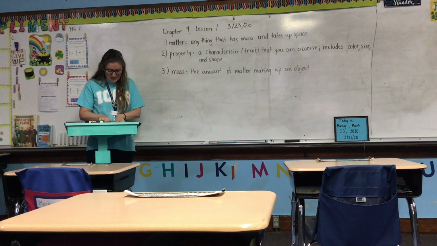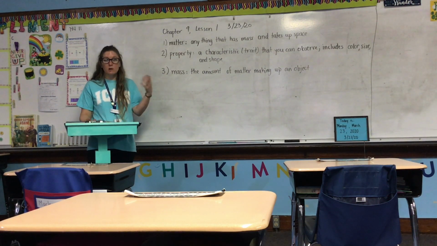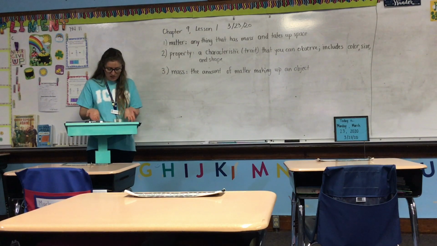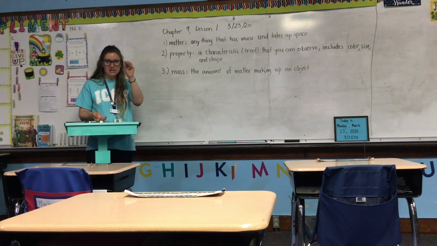So if we look at this picture down at the bottom, we can see a balance. And on one side is a rock, and on one side is a feather. And so this balance compares them. So we know one is heavier just by looking at the picture. We can tell that the rock is heavier because it's farther down.